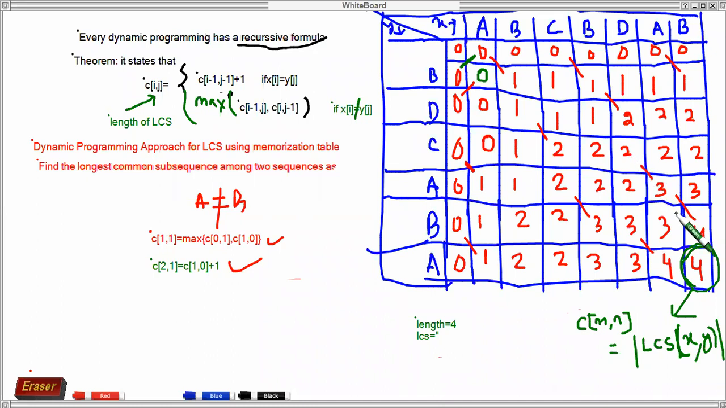Anybody? That goes there. B also there. B. B. Then it is your C. Then it is your B. Then it is your A. The longest subsequence line. B C.